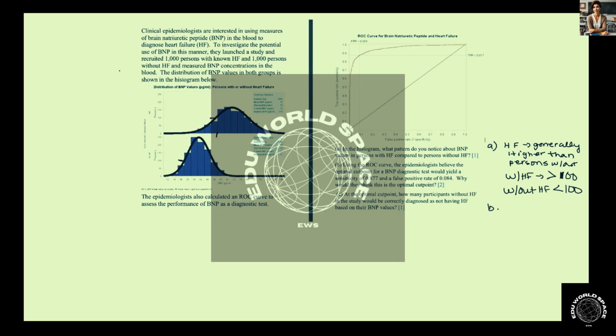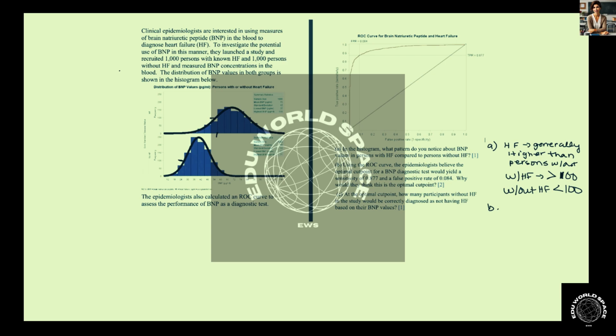B, using the ROC curve, the epidemiologists believe that the optimal cut point for a BNP diagnostic test would yield a sensitivity of 0.87 and a false positive rate of 0.084. Why would they think that this is the optimal cut point? The epidemiologists would think that this is the optimal cut point because the cut point would balance the trade-off between sensitivity and specificity.